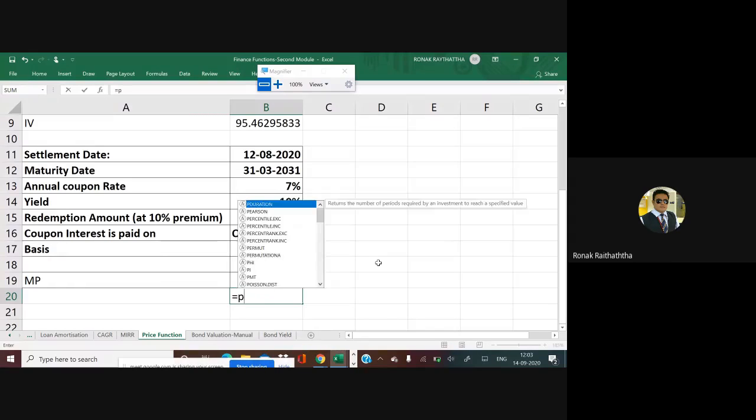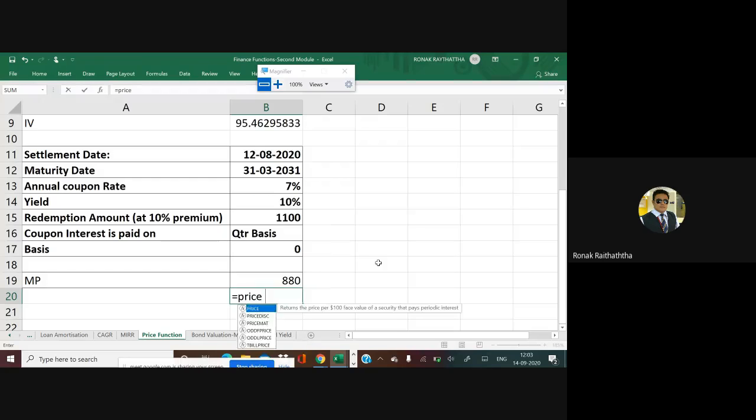So using the price function again. In the bracket, first one is the settlement date, selecting that. Maturity date, selecting that as well. Rate I have, I'm selecting the rate, coupon rate, that is the exact rate I get on the par value, 7%, comma. Then I have the yield is 10%, that is the required rate of return I have from this bond entirely, comma. Then the redemption which will take place at 1100, so selecting that value, comma.